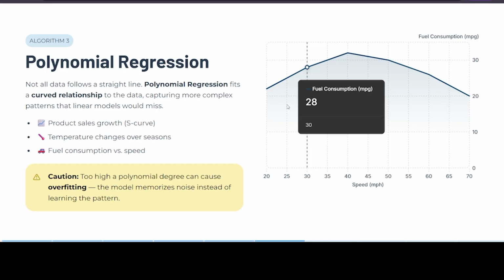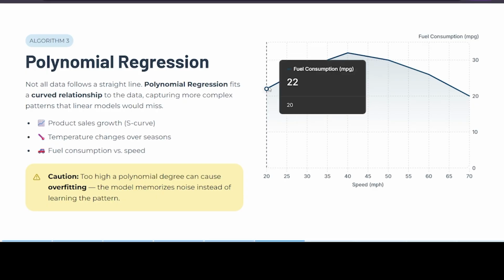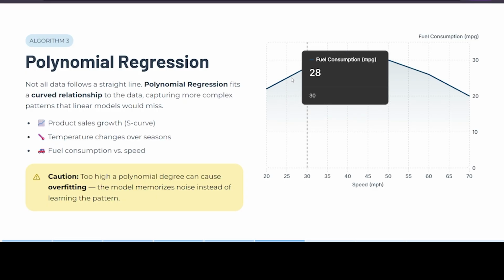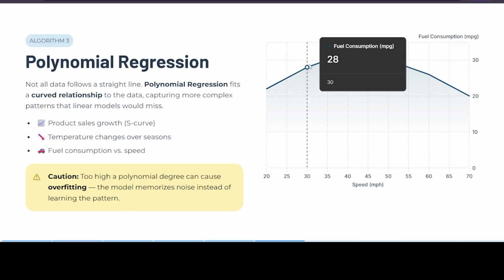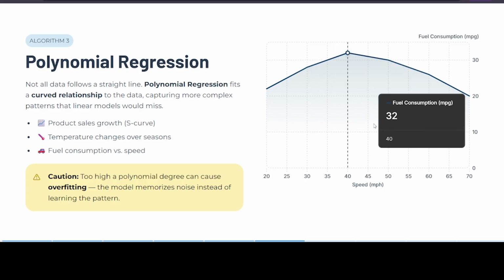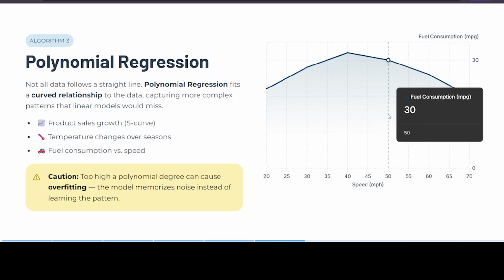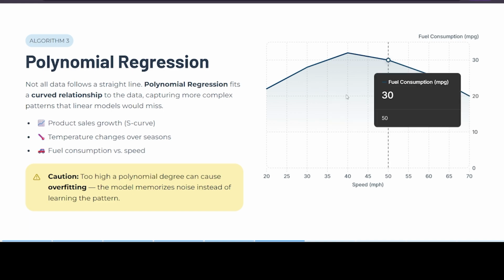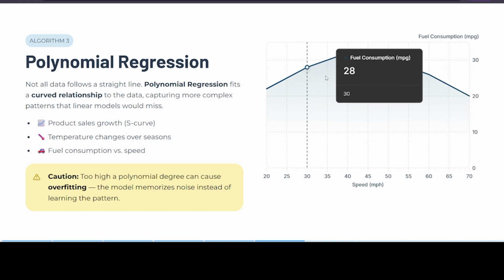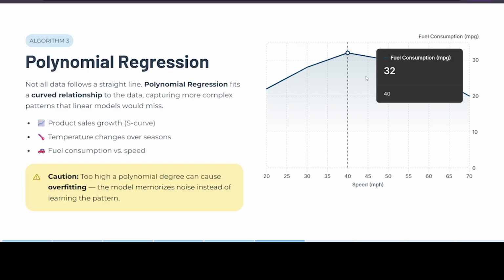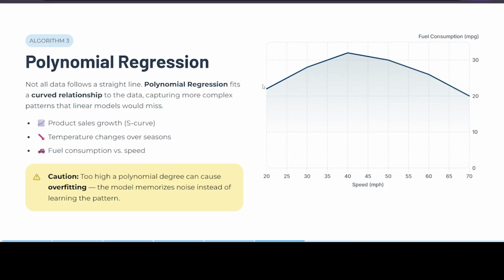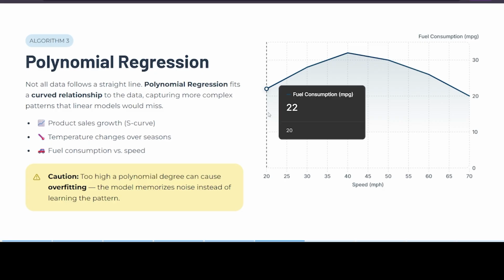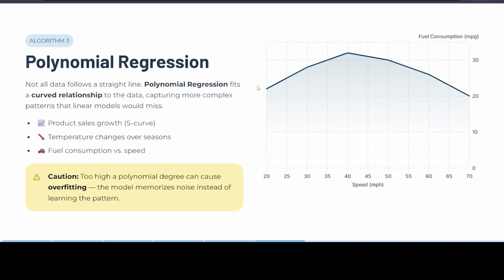See the difference: the fuel consumption is 20, 22, 28, 30. Here 30, 35. Likewise it keeps changing, right? 32, 50, 55. Likewise it keeps changing. So the consumption of fuel changes non-linearly, right? So the curve should not be a straight line. It will be a curve. That is why we are using polynomial regression here.